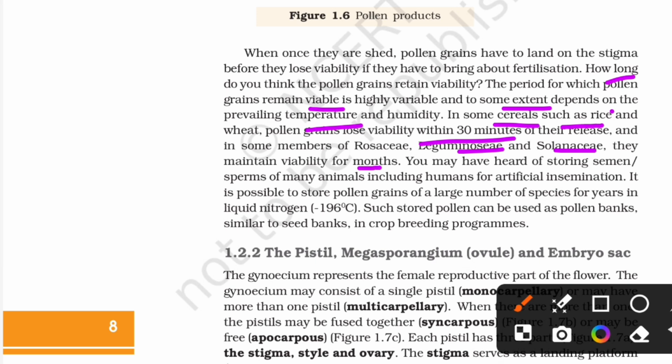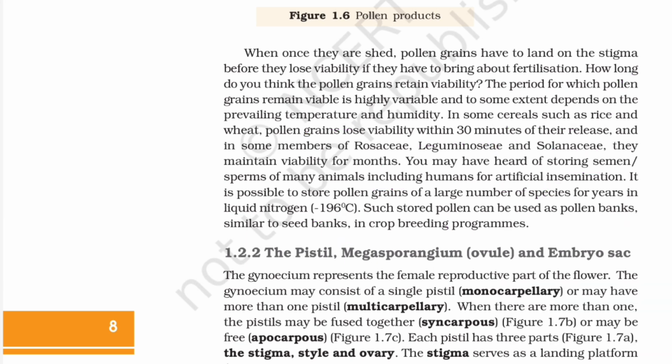You may have heard of storing semen or sperm of many animals including humans for artificial insemination. It is possible to store pollen grains of a large number of species for years in liquid nitrogen at -196 degrees Celsius. Such stored pollen can be used as a pollen bank, similar to a seed bank, in crop breeding programs.